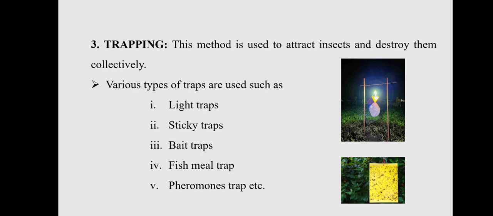Trapping. In this method, we attract insects and destroy them collectively. Various types of traps can be used, such as light traps for photosensitive insects, pheromone traps to attract males, sticky traps for aphids and jassids, bait traps, fish meal traps, etc.